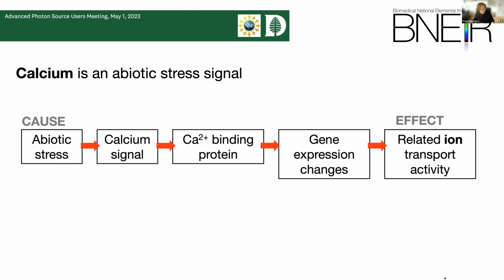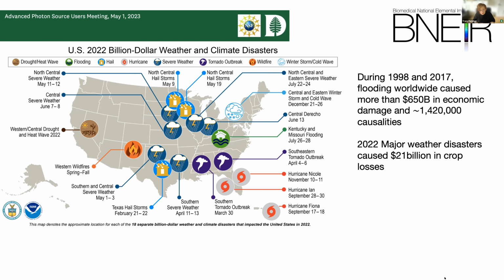abiotic stresses. So we are not short of abiotic stresses in the world today. This is a map of the billion-dollar weather events and climate disasters that happened in the US in 2022. We lost $21 billion in crop losses in 2022. And that isn't just a dollar sum. This is food insecurity. So as plant scientists, one of our most pressing tasks is to try and help plants adapt to this rapid change in abiotic stresses.